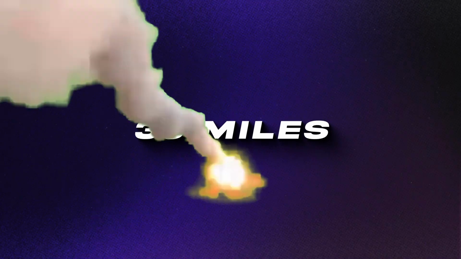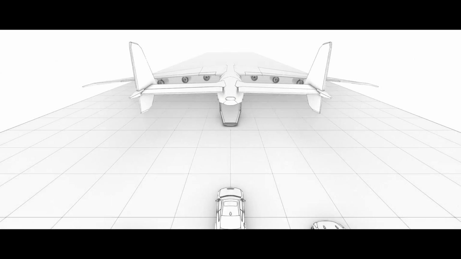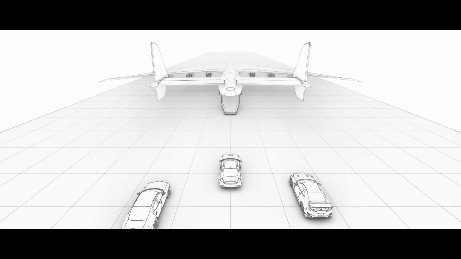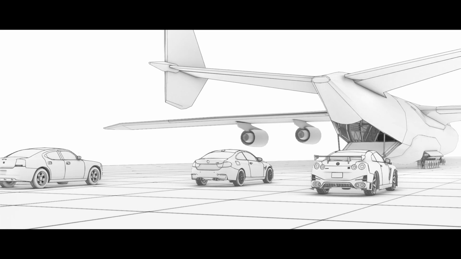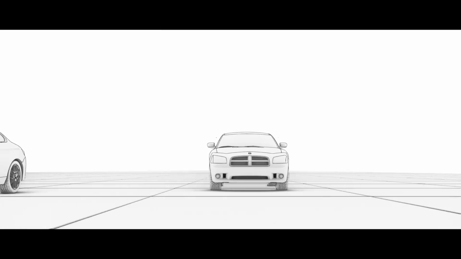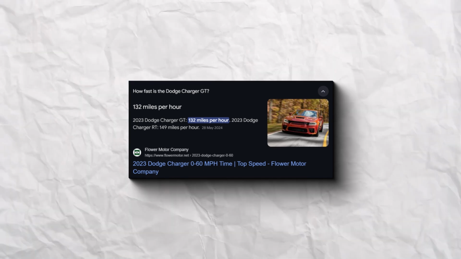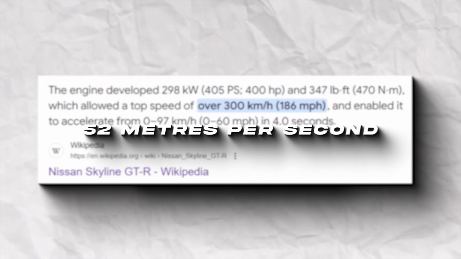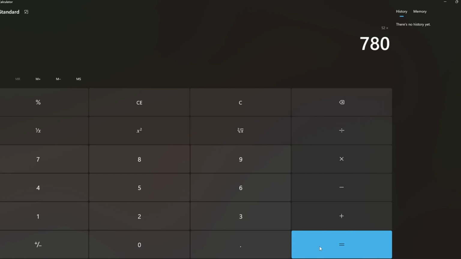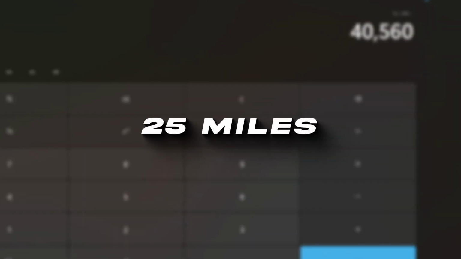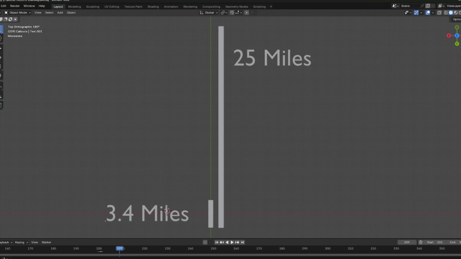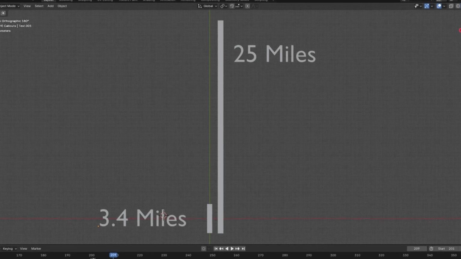Right? Wrong. The cars were right on the plane's tail, which means the plane was going much slower than 72 meters per second and was closer to the speed of the cars in the scene. Some of them were the Dodge Charger, BMW M5, Nissan GTR. Their top speed ranges from 130 to 180 miles per hour, which gives us an average of 52 meters per second. If we multiply that with 780 seconds, the runway comes out to be 25 miles. By the way, the real world's longest runway is only 3.4 miles long. The runway and the franchise both should have ended a long time ago.